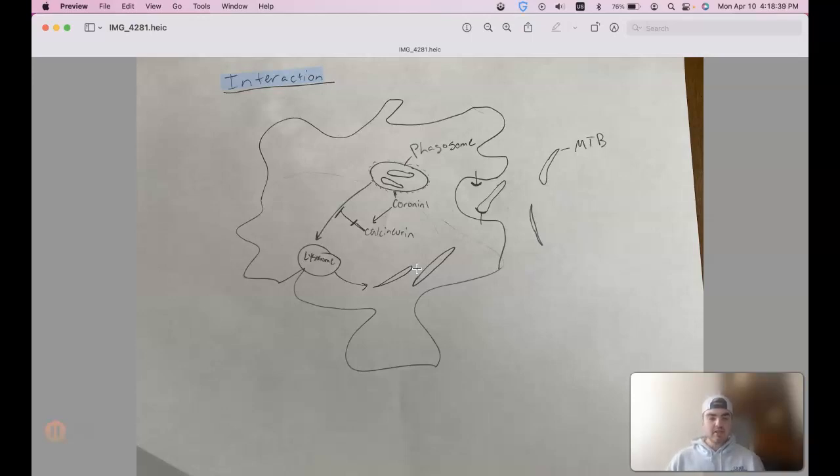Overall, these infections of tuberculosis are very complex. And so this is a rudimentary step of it. But thank you for watching.